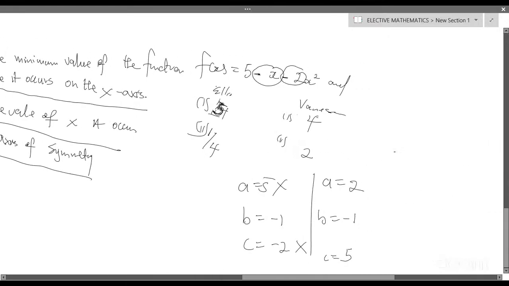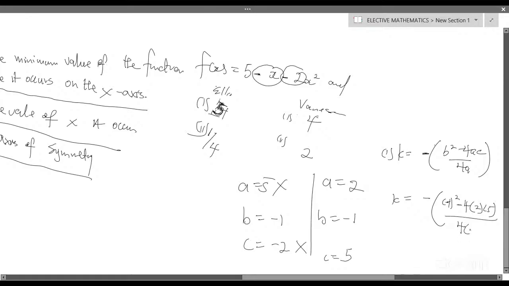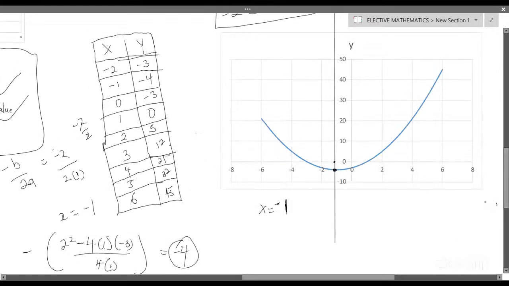Now the first one tells us to find the minimum or the maximum value. Normally it's represented by K, right? And the formula is negative into bracket B squared minus 4AC over 4A. Right? So your A, B, C has already been defined. So you can go forward and then write negative. Your B squared is -1 squared. -1 squared minus 4A is what? 2. C is what? 5 over 4. A is what? 2.